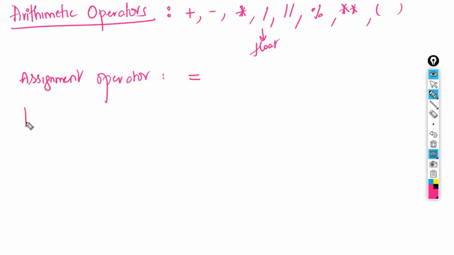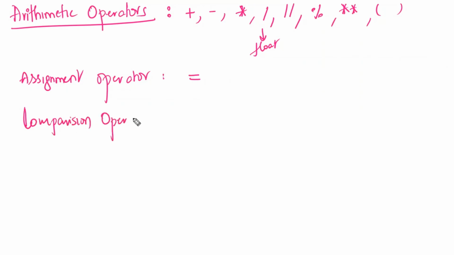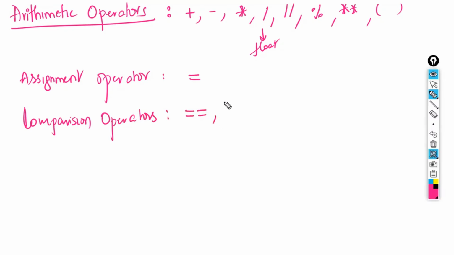Next one we are having is comparison operators. In the comparison operators we are having double equal to, not equal to, greater than, greater than or equal to, less than, less than or equal to.